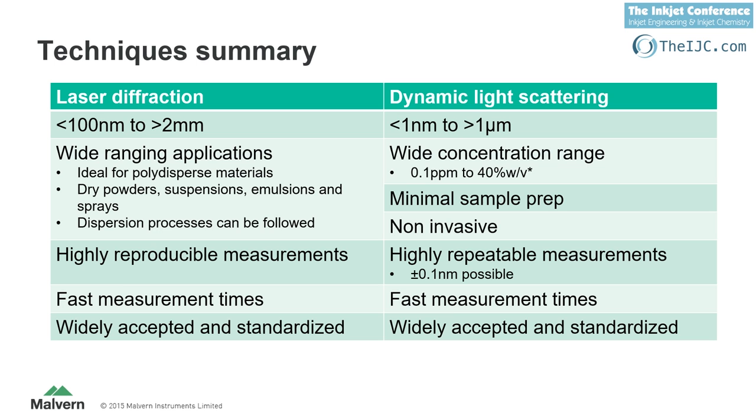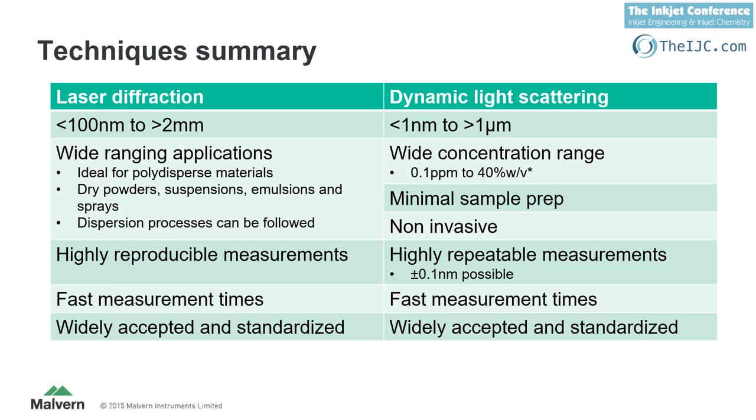In terms of a summary of these two techniques and their applicability, laser diffraction lets us measure to below 100 nanometers in size and up to above 2 millimeters in size. So it has a huge measurement range in terms of size, which makes it very widely applicable in a huge range of different applications. So it makes it ideal for polydispersed materials, and we'll see later about following milling processes. We can measure dry powders, suspensions, emulsions, and sprays, and we can follow dispersion processes. So we can add samples to a unit, and we can change the dispersion conditions and look at how we can disperse a material.